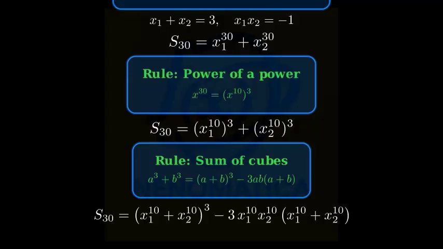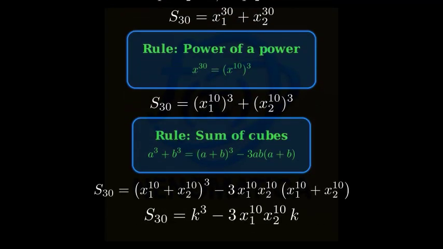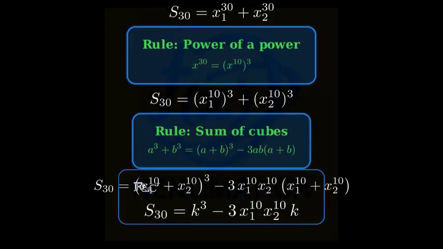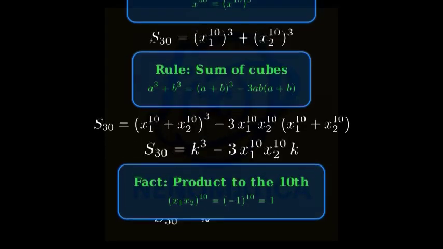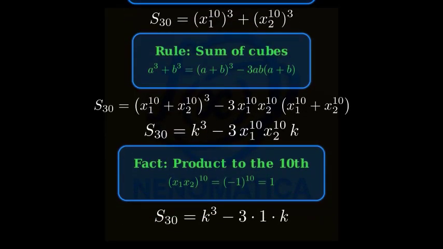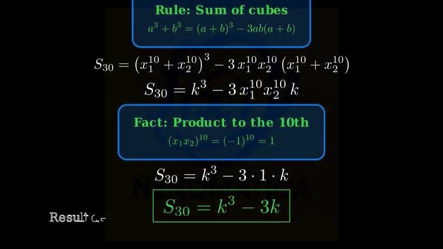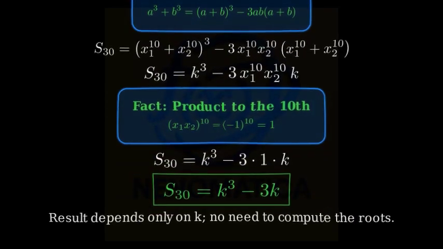Step 4. We substitute S10 equals k. Replace the sum x sub 1 to the 10 plus x sub 2 to the 10 with k. Step 5. Evaluate the product factor using Vieta's product. Because x sub 1 times x sub 2 equals negative 1, the product to the 10th power is negative 1 to the 10th, which equals 1. Finally, simplify the expression. S30 equals k cubed minus 3k.